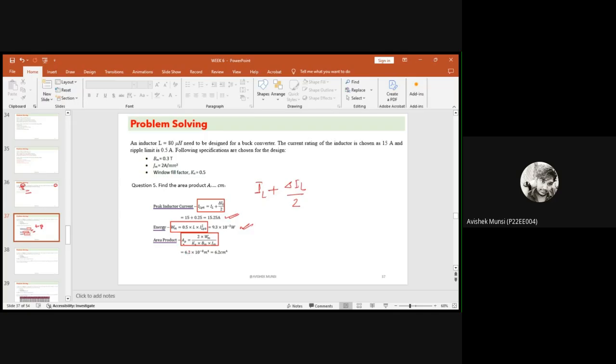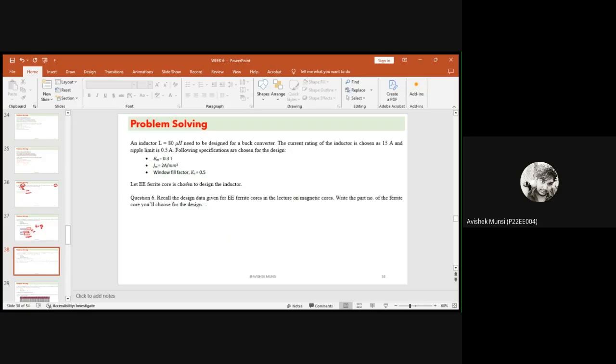Now what will be the area product? It is 2 times W, that is the energy, divided by Ku times Bm times J. Bm is the magnetic flux density, J is the current density, and Ku is the window fill factor. All the values are given, you have to put them in. It is 6.2 centimeter to the power 4.